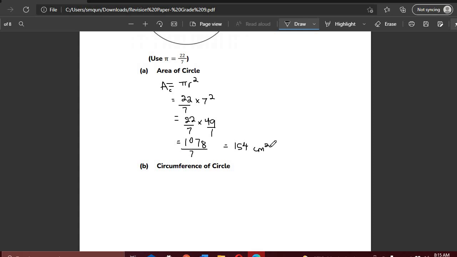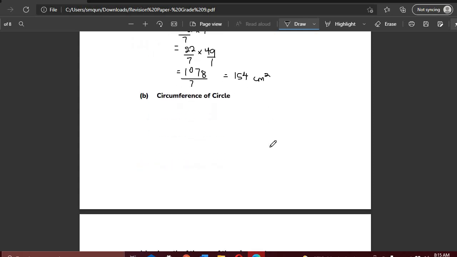And that's our final answer. Okay, the circumference of the circle now. So we're going to have to use our formula again. So the circumference, or capital C, is 2 pi r, and all we have to do is just fill in the information in our formula and we solve.